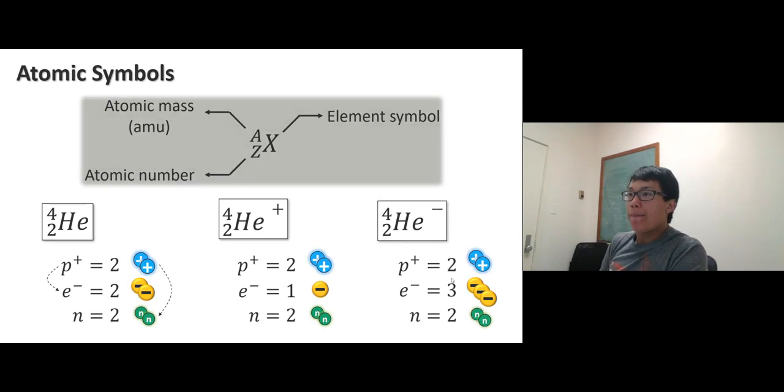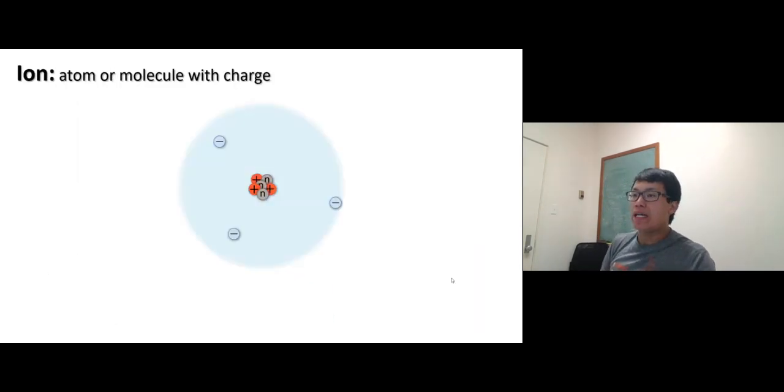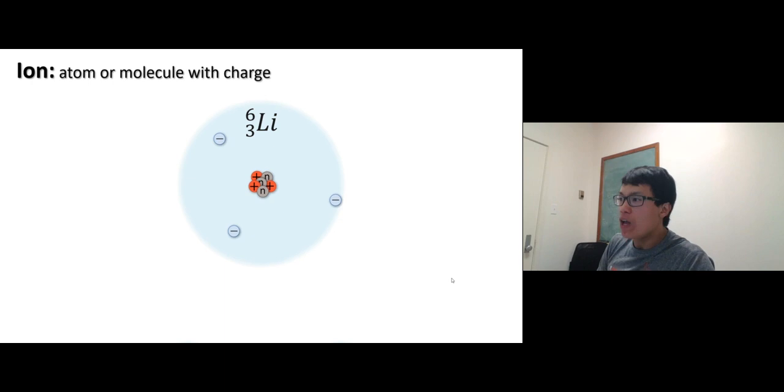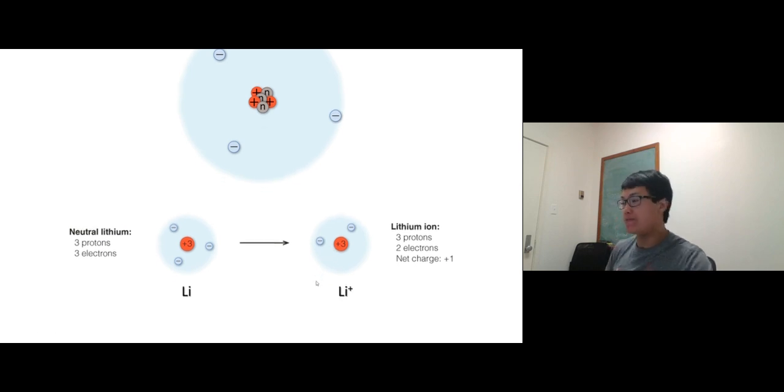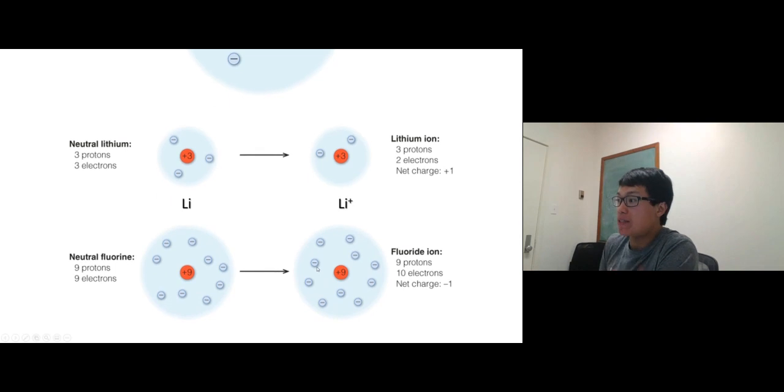All right, a little bit about ions. An ion is an atom or molecule with a charge. So this one is lithium 6 and 3. When this lithium loses 1 electron... Lithium 6 and 3 has 3 protons, 3 electrons, neutral. But when this lithium loses 1 electron, it becomes a lithium ion. So 3 protons, 2 electrons. Subtract that, and the net charge is positive 1. So we call this lithium a cation. It's a cation now.